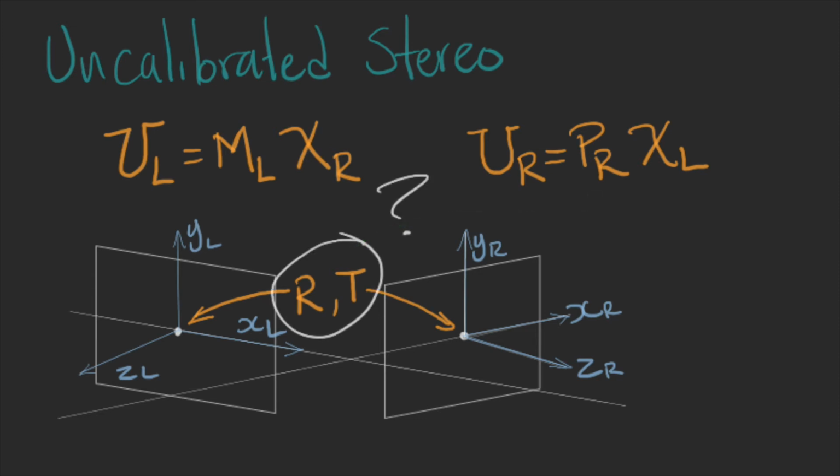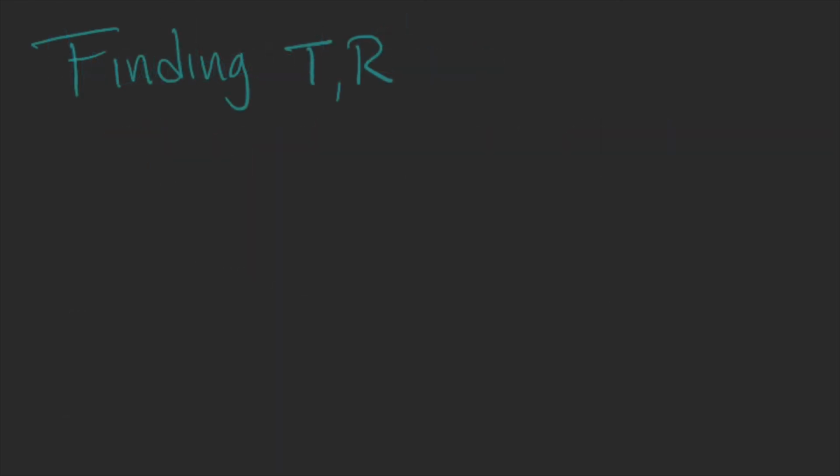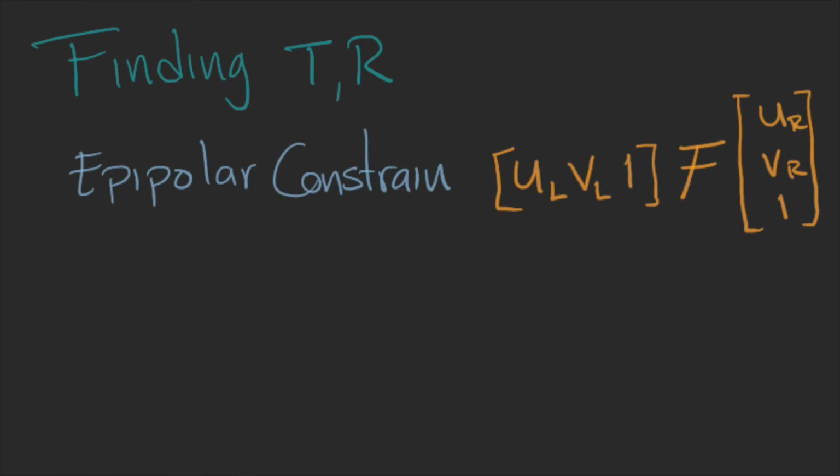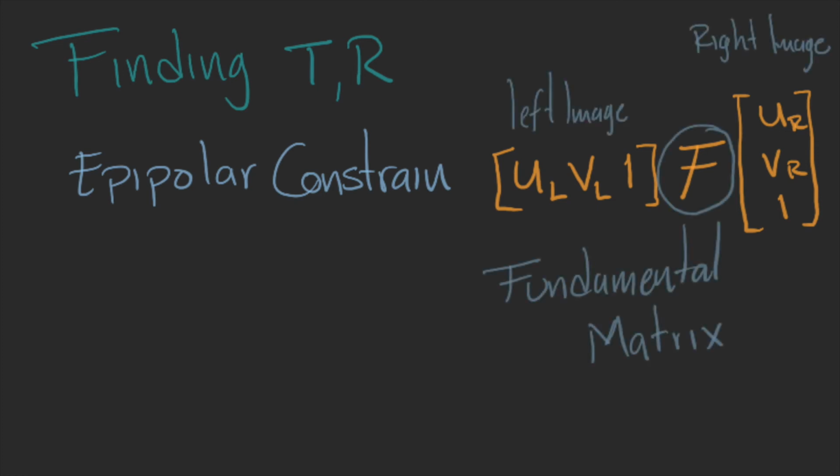What makes the example of uncalibrated stereo a bit more complicated is that regularly we don't know the translation and rotation of the system. So we need to calculate it. We start by using the epipolar constraint that describes the relationship between the two images. Remember that one way to write this constraint is like this, where F is the fundamental matrix.